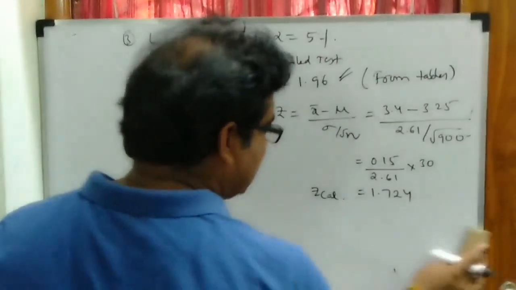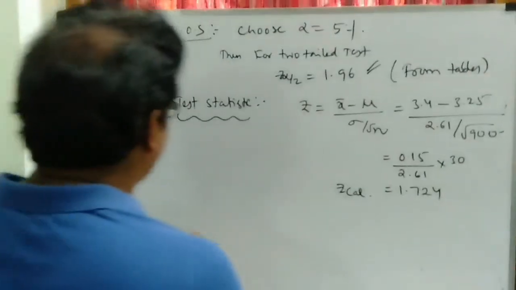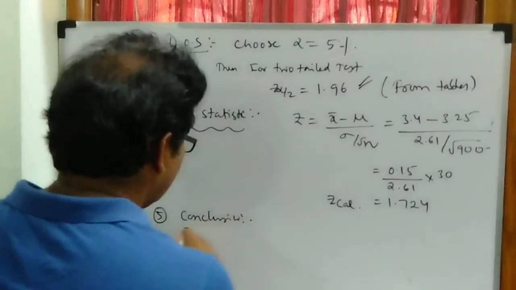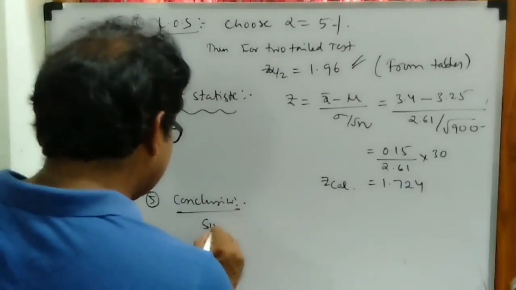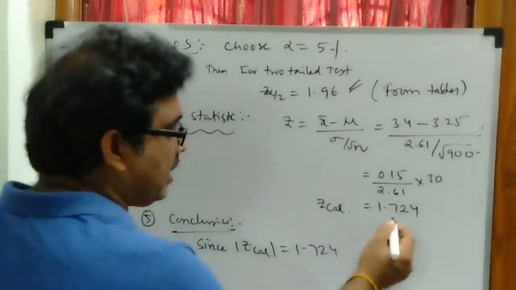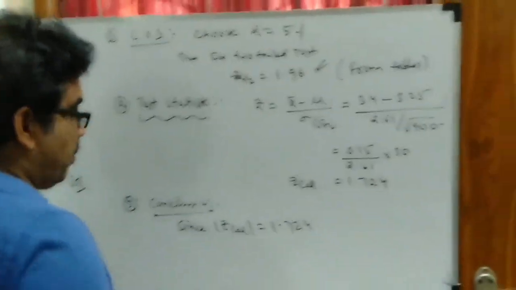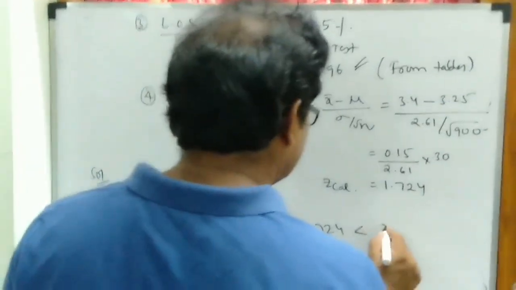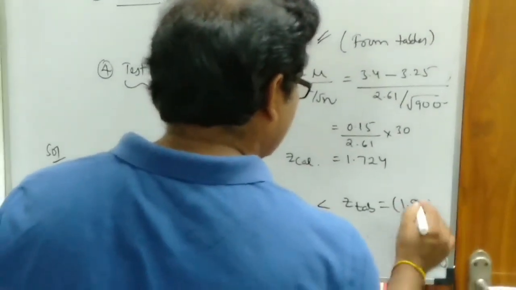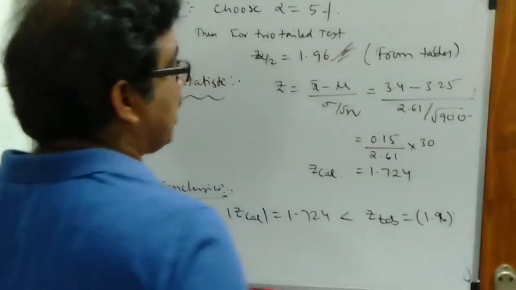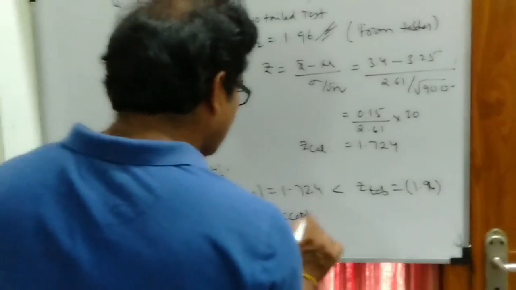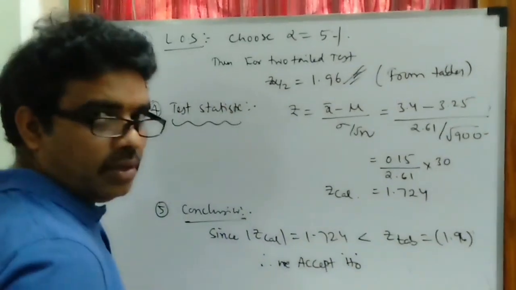Then we compare this value with the z tabulated value, that is under the step conclusion. Since mod z calculated value is 1.724, even though it is a negative value, we have to consider it as a positive value, is less than z tabulated value 1.96. Right? This is 1.96 tabulated value. That means we accept H naught.